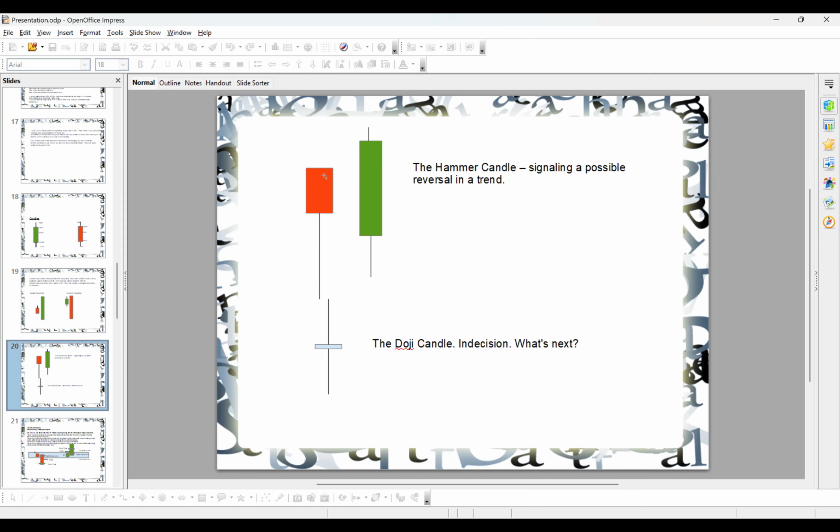So anytime I ever see this candle here, that's an indication that we may have a reversal. It's not an indication that we will have a reversal. It's an indication that we could have a reversal. So what does that mean? I'm looking for the next candle or the next candle after that to see if that indeed is the case.